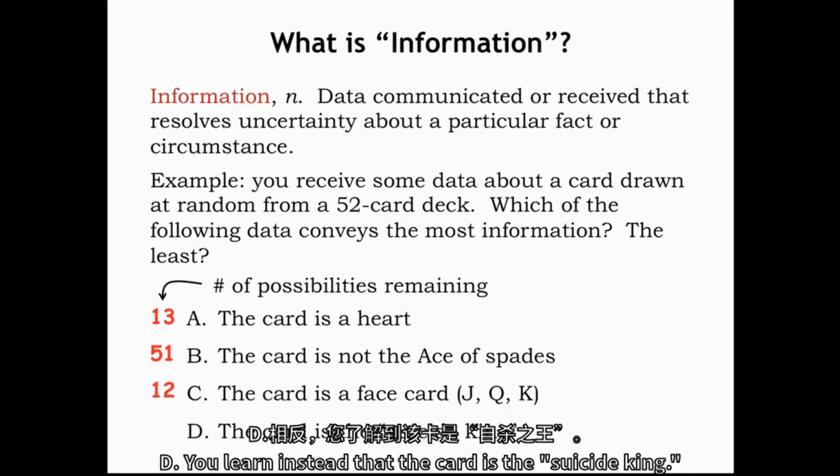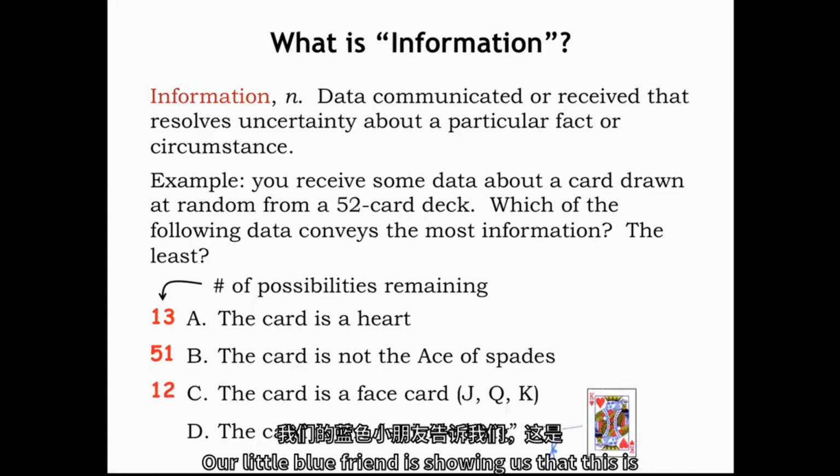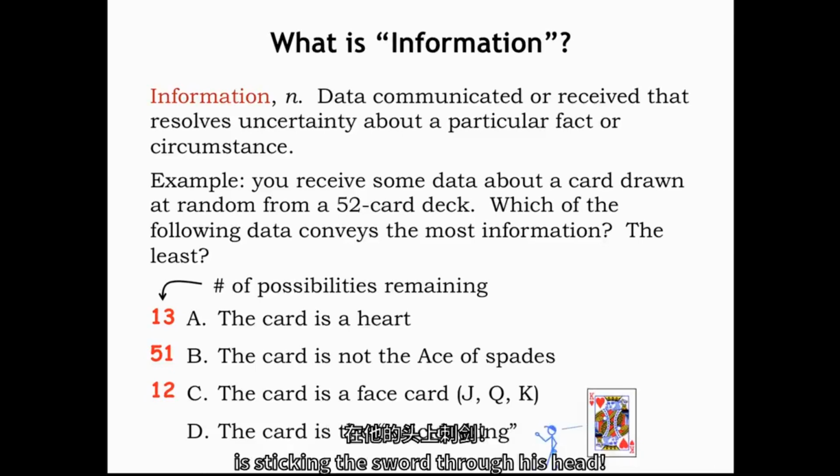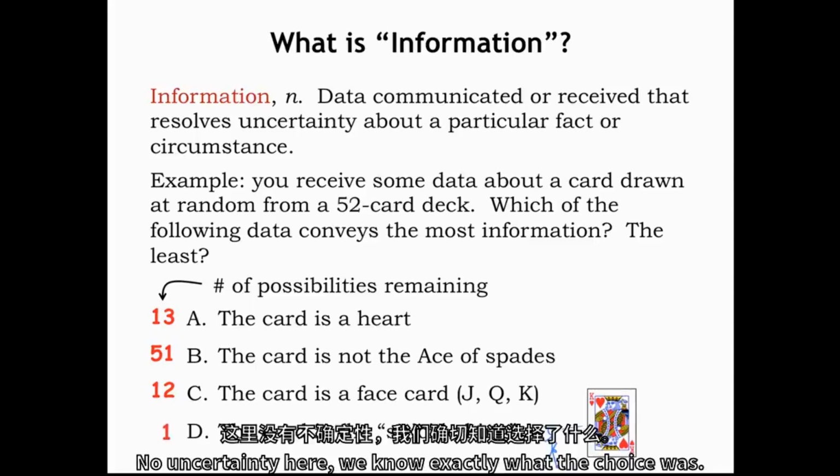D. You learn instead that the card is the suicide king. Our little blue friend is showing us that this is actually a particular card, the king of hearts, where the king is sticking the sword through his head. No uncertainty here. We know exactly what the choice was.